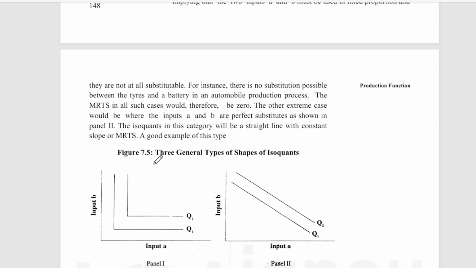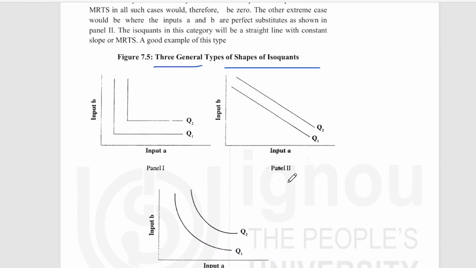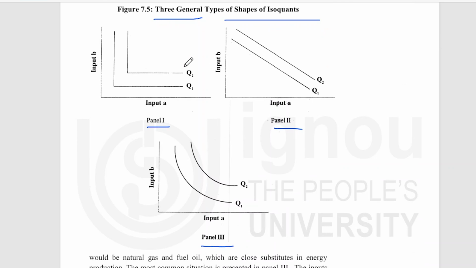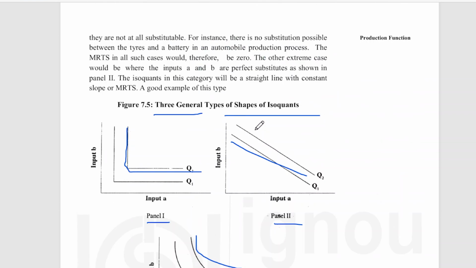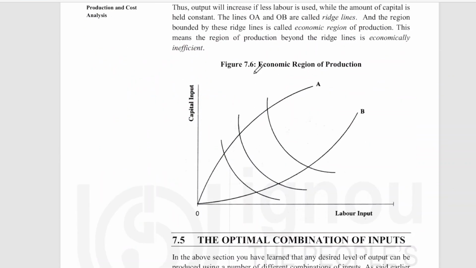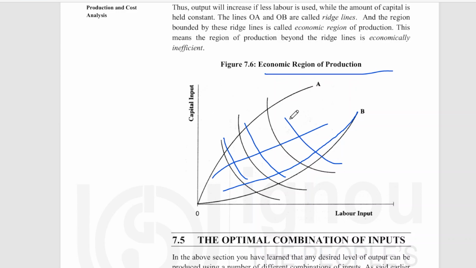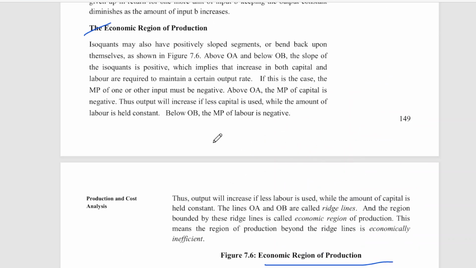And here is 7.5, there are three general types of shapes. This is panel 1, panel 2 and panel 3, different types of shapes. This one is the L shape, this is simply a line shape, and this is the curve shape. And on the economic region of production, isoquants may also have positively sloped segments or bend back upon themselves. So here is figure 7.6, that is the economic region of production. This is one more shape, these are the two curves, and there are three more curves like this.